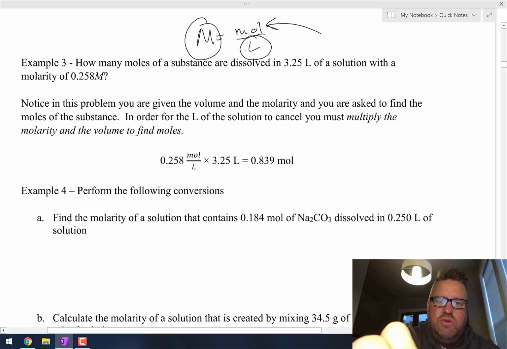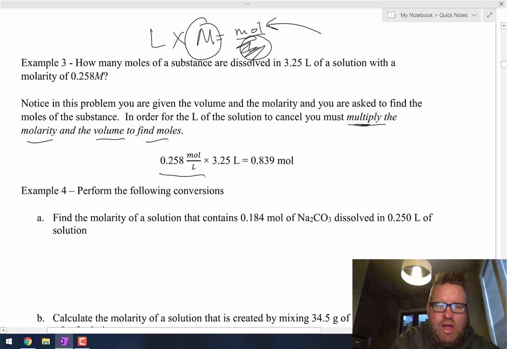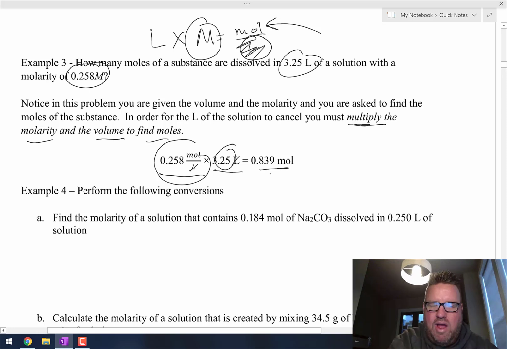Okay, and so to do that, we're going to simply move the liters over here, and liters times the molarity is going to equal the moles. So here you can see that you must multiply the molarity and the volume to find the moles. So molarity here, volume here, the liters are going to cancel. We take 0.258 and we multiply by 3.25. So we took the molarity from here, we took the volume from here, we multiplied them together to get moles.